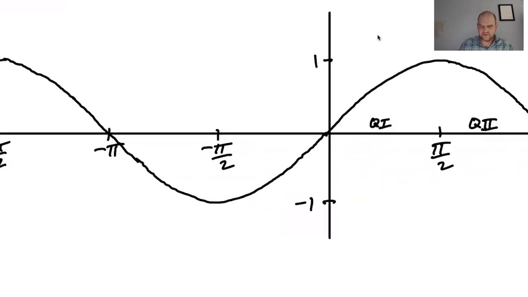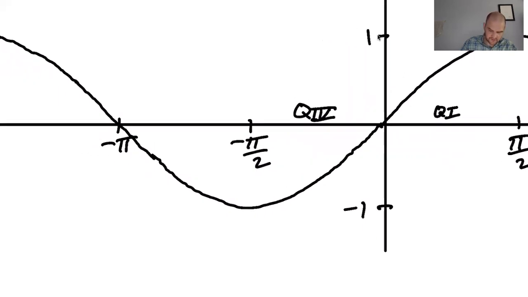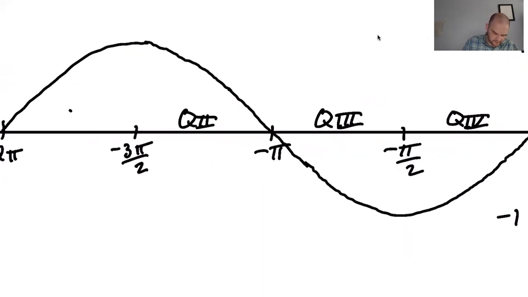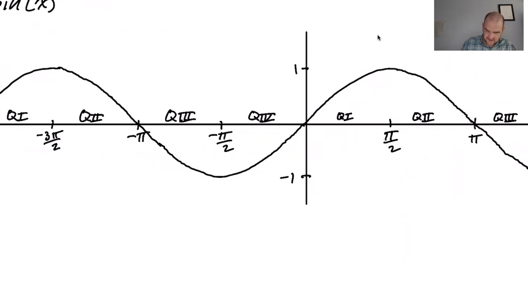If you go backwards, so 0 to negative pi over 2, that's a clockwise rotation. So you start on the x-axis, you go clockwise, that's going to be quadrant 4. So this is actually quadrant 4 of the unit circle. So we always read off the unit circle. This would be quadrant 3, quadrant 2, and then quadrant 1. So this is how it corresponds to the unit circle. These things that we've currently written are unit circle quadrants.